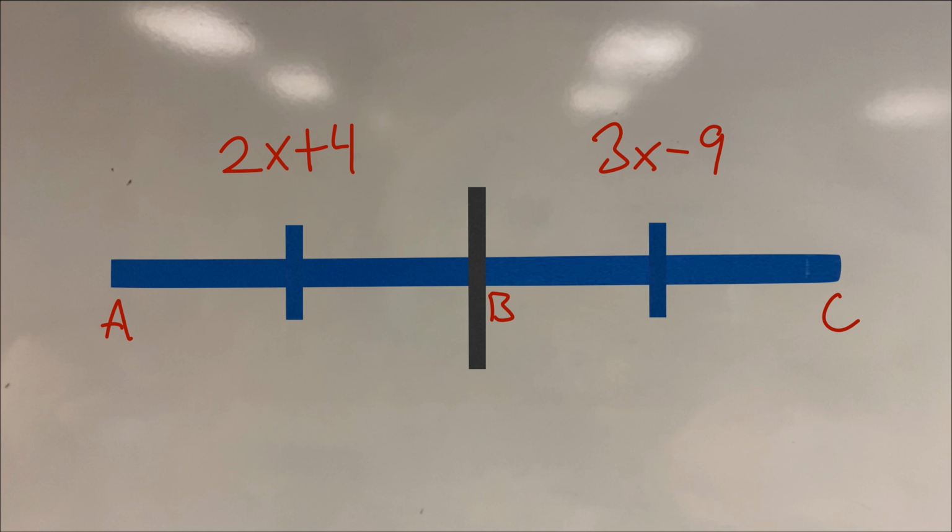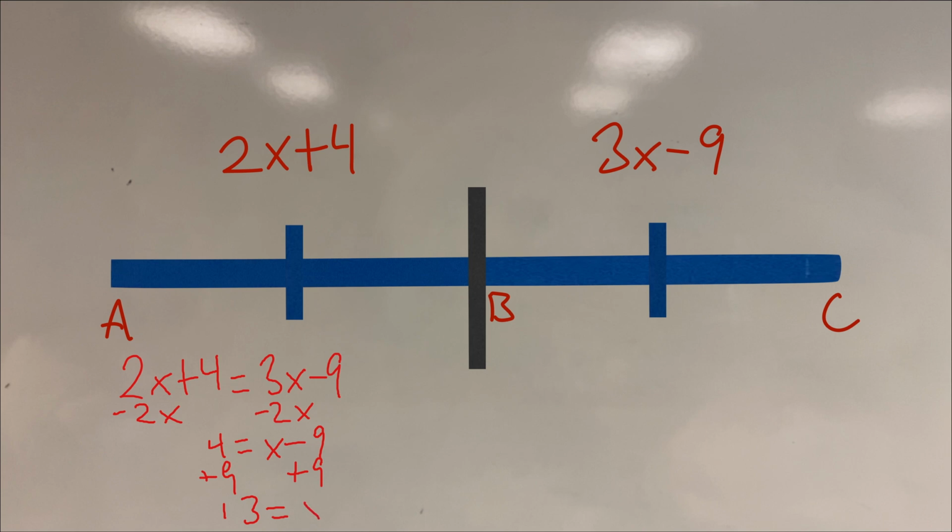So now let's try out a problem with that. In this case, our problem is going to be this. 2x plus 4 is going to be AB, BC is 3x minus 9. So in this case, we actually know that 2x plus 4 is equal to 3x minus 9. So at that point, we solve by first getting the x's on one side. 4 equals x minus 9. And then I add 9. 13 equals x. So now that I know that 13 equals x, I go up and I just plug it in. 2 times 13 is 26 plus 4, meaning this is 30.